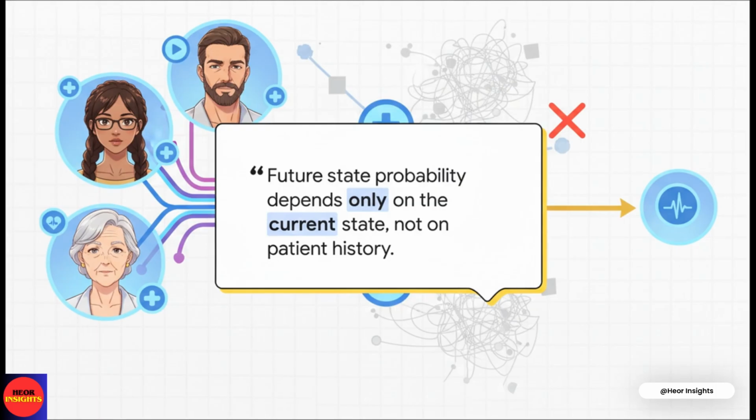So a patient who has been in a sick state for 5 years has the exact same chance of moving to another state as a patient who just entered that sick state in this cycle. Now, clinically, that's a huge limitation, right? And we'll talk about some clever ways to address this later on.